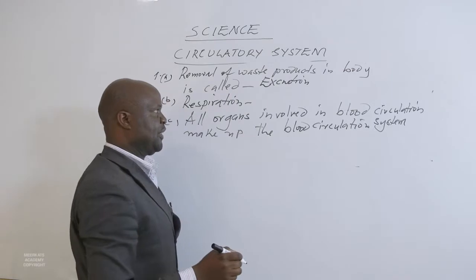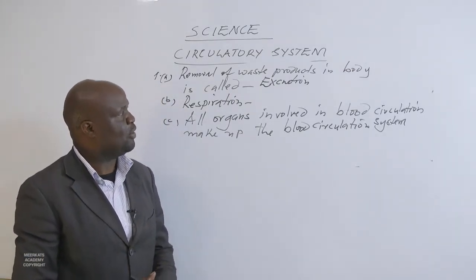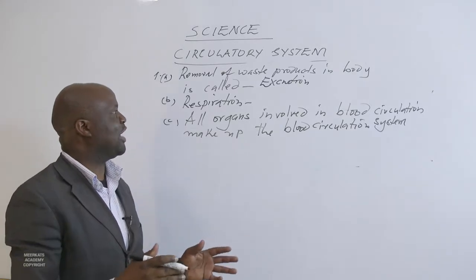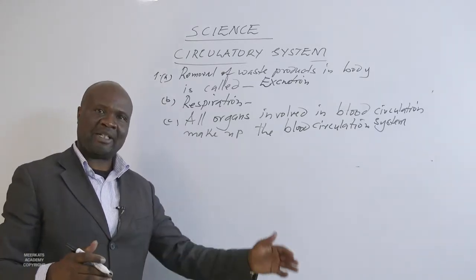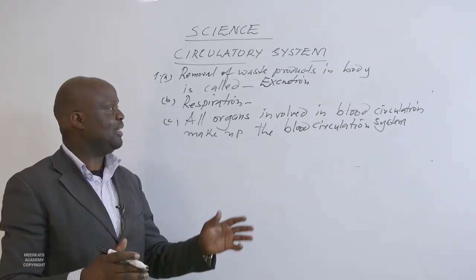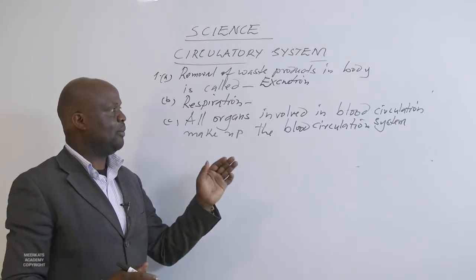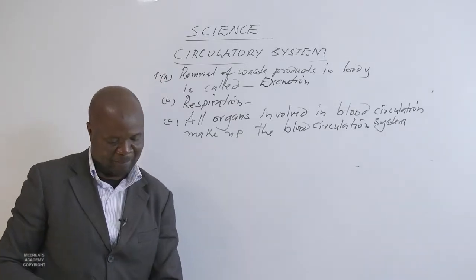So what we are saying, the organs that are involved in purification of blood, and in how the blood circulates from where to where, when we bring these organs together, what we are calling in a nutshell is the blood circulatory system.